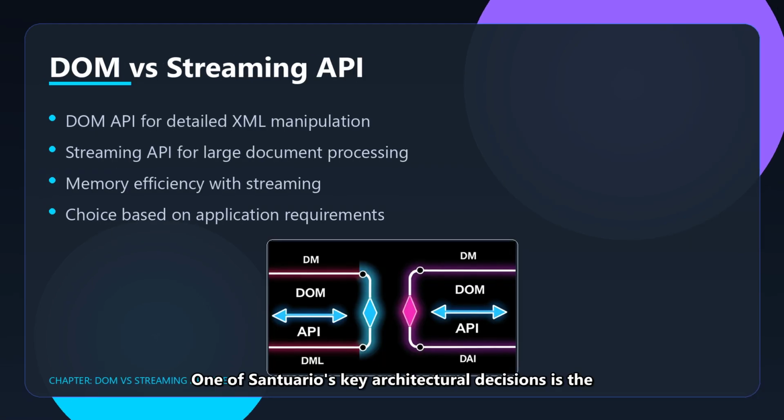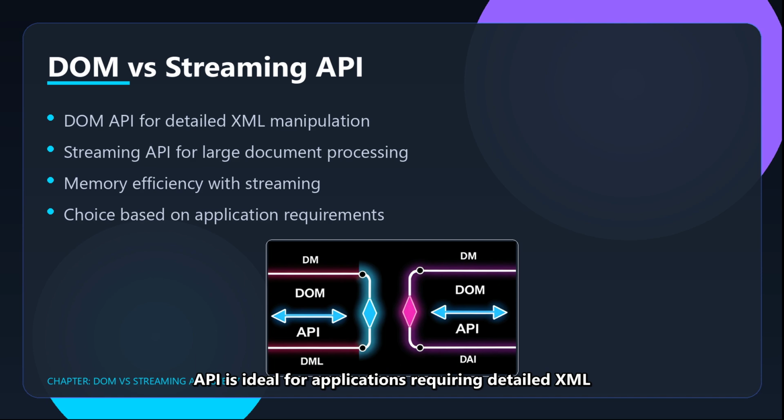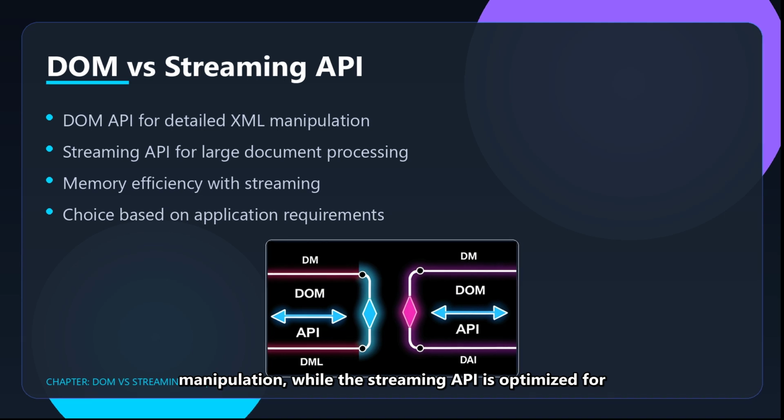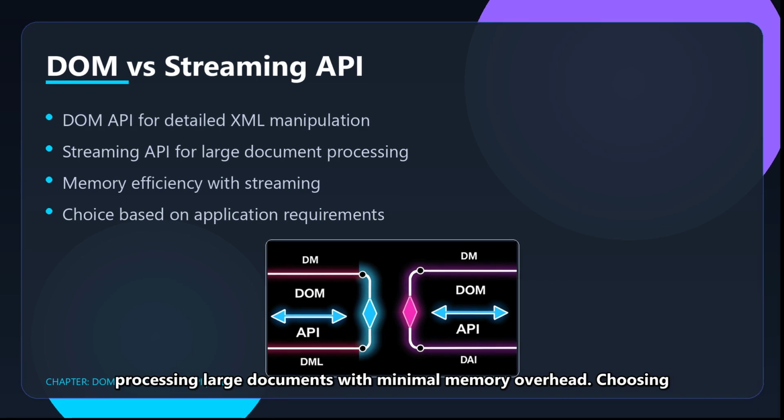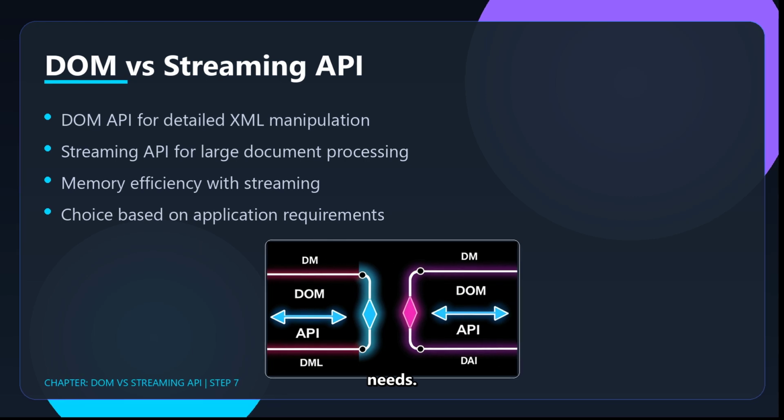One of Santuario's key architectural decisions is the choice between DOM and streaming APIs. The DOM API is ideal for applications requiring detailed XML manipulation, while the streaming API is optimized for processing large documents with minimal memory overhead. Choosing the right API depends on your application's specific needs.